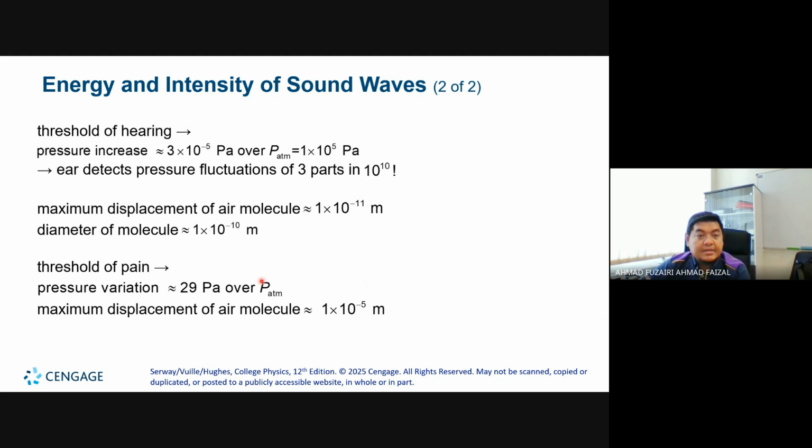Okay, now let's look at the threshold of pain. So the loudest sound the human can tolerate at about 1 kilohertz. 1 kilohertz means 1000 hertz. It corresponds to a pressure variation of 29 Pascal over atmospheric pressure, with a maximum displacement of air molecules of about 1 times 10 to the power of negative 5 meters. So that is quite a value.